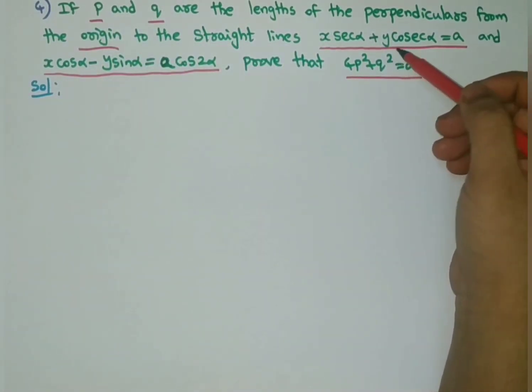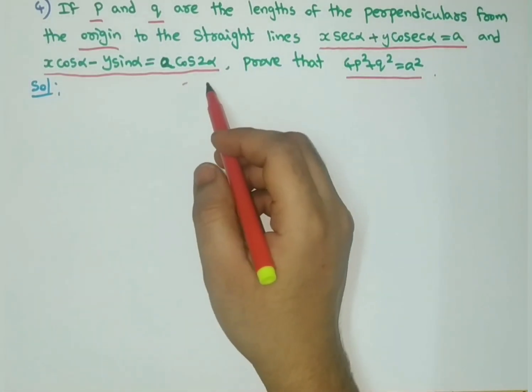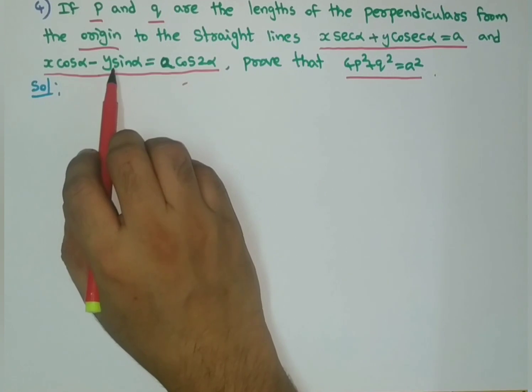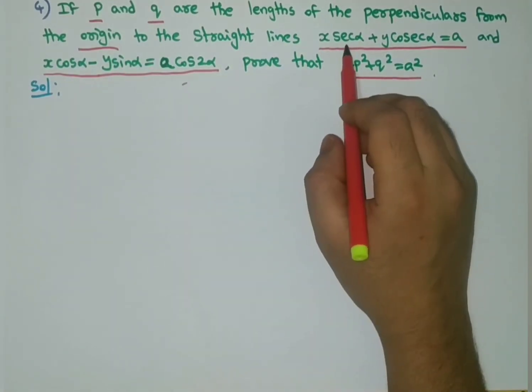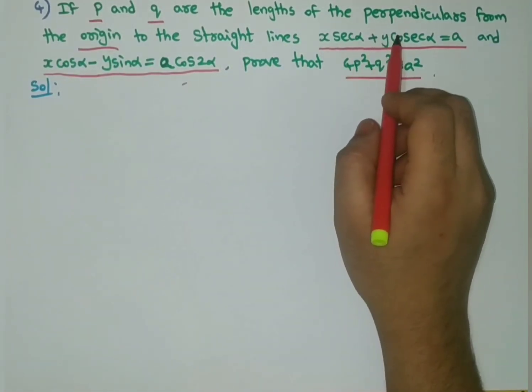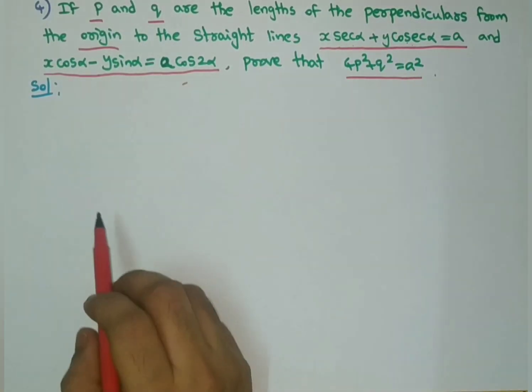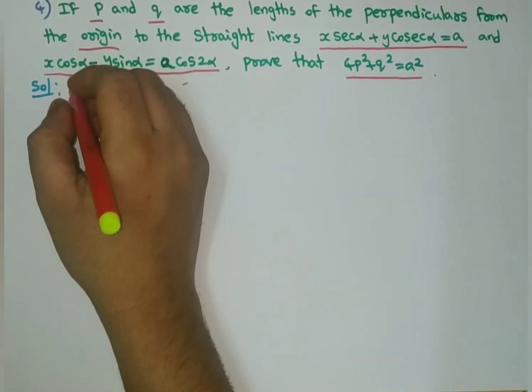So first, have you observed the given two line equations? The second line equation is in terms of cos alpha and sin alpha. The first line equation is in terms of secant alpha and cosecant alpha. Let us convert this equation also in terms of these. Okay, first write down what is given.